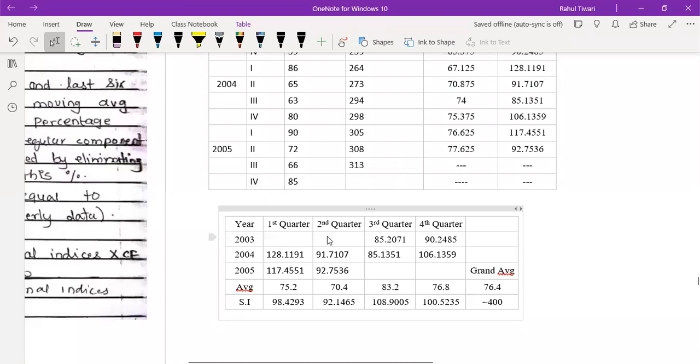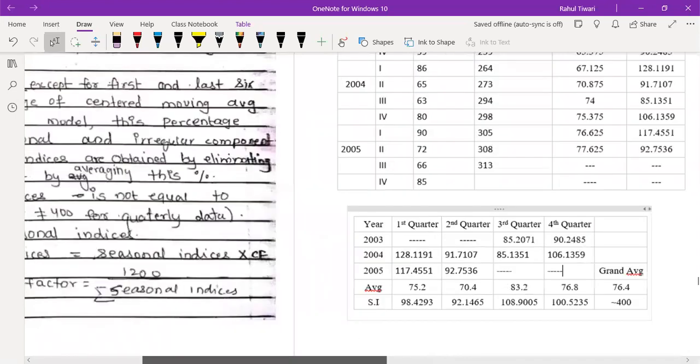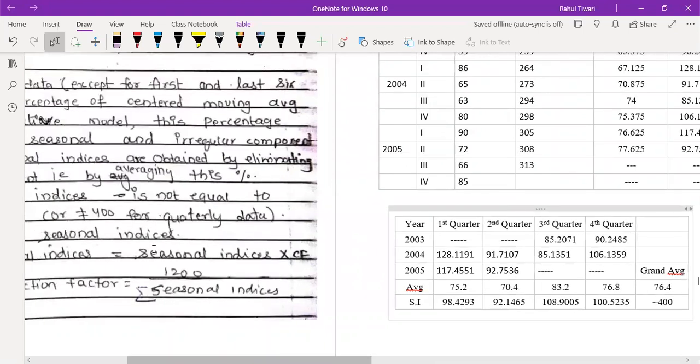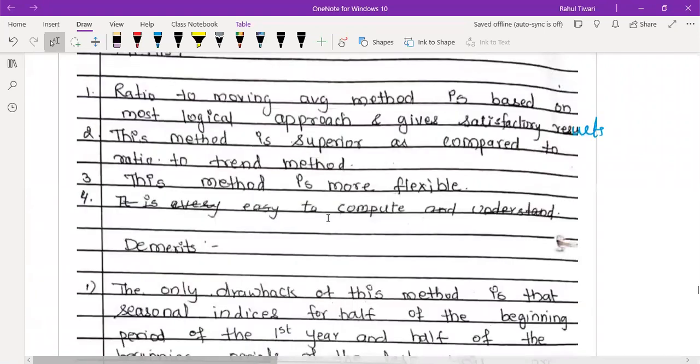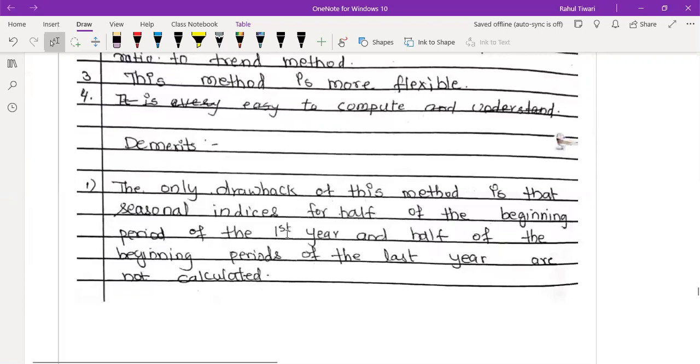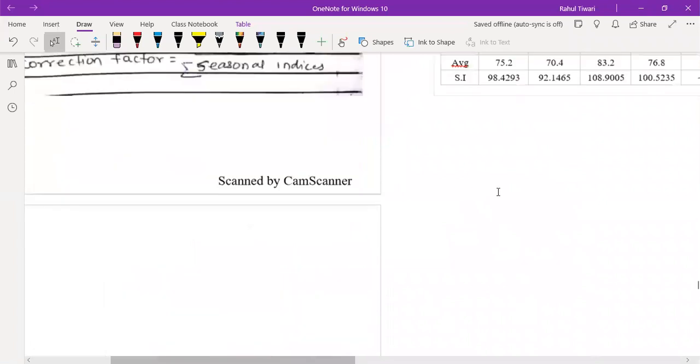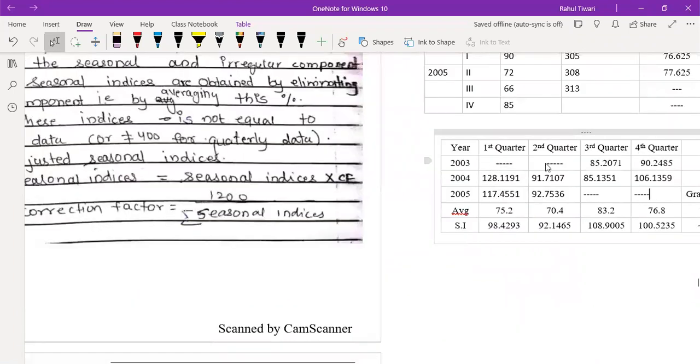So this is going to be dash dash dash, this one dash dash dash, and this is actually your disadvantage of the moving average method. See what I have written here. What is the drawback? The first half of the beginning of the first year and the last half of the last period are not calculated. So you cannot calculate the average values of the first two quarters and similarly the last two quarters. So you can just mention it.